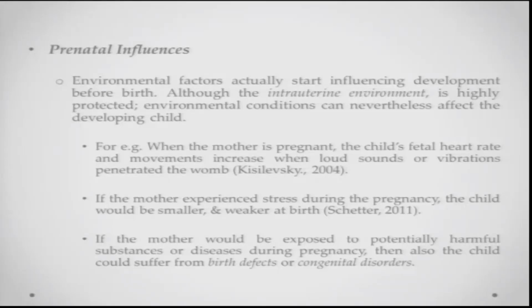Another example could be, if a mother is exposed to potentially harmful substances or diseases during the pregnancy, then the child could suffer from things like birth defects or congenital disorders. Birth defects are basically when the child is born with particular anomalies, and congenital disorders are where the physical things are okay, but there is a particular disorder that the child is born with.